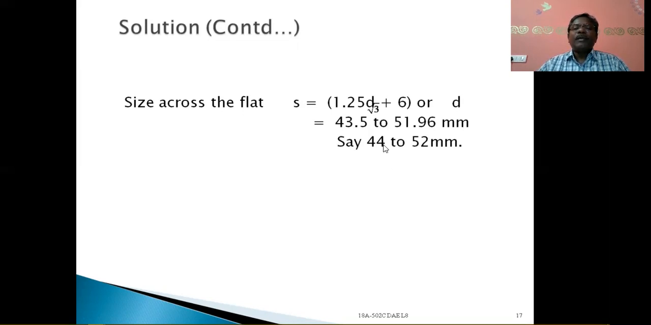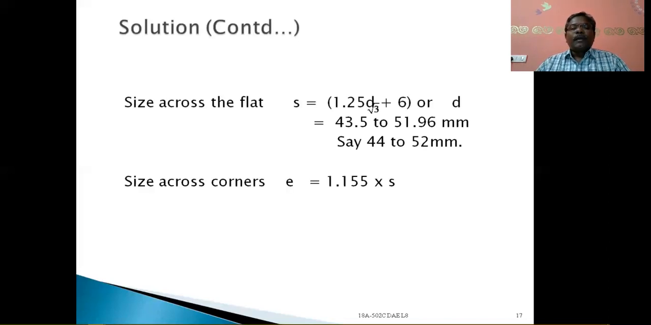Next, it may be rounded up to the next or higher value. There should not be any fractions. So 44 mm, whereas this upper limit is maximum only 50. Similarly, size across corners E is equal to 1.155 S. Means if you take 44 or 45, 46 up to 50, any value, then this should be substituted in this value.